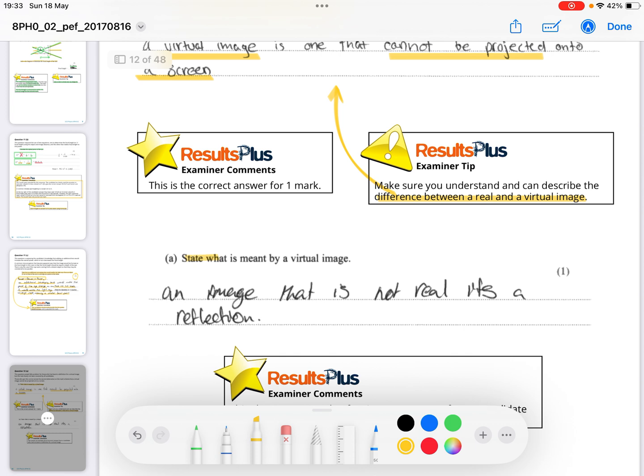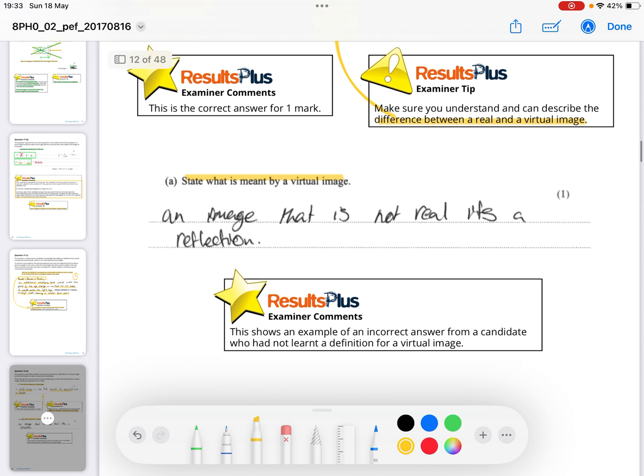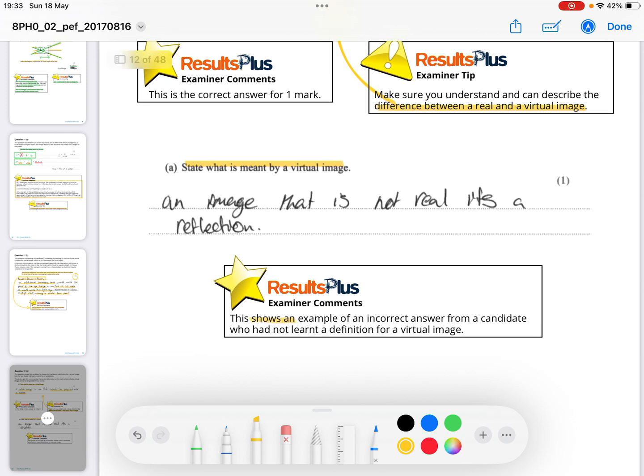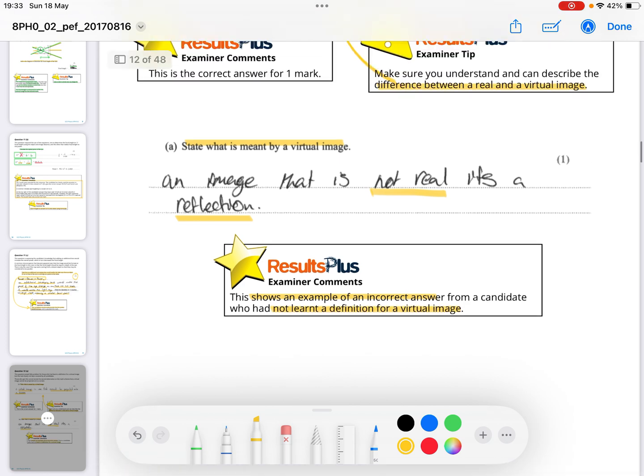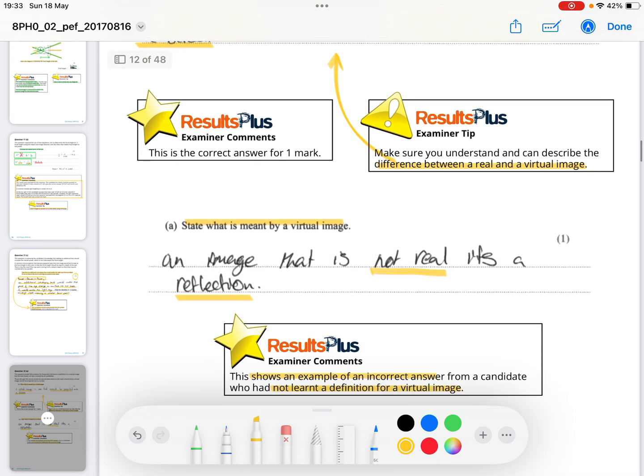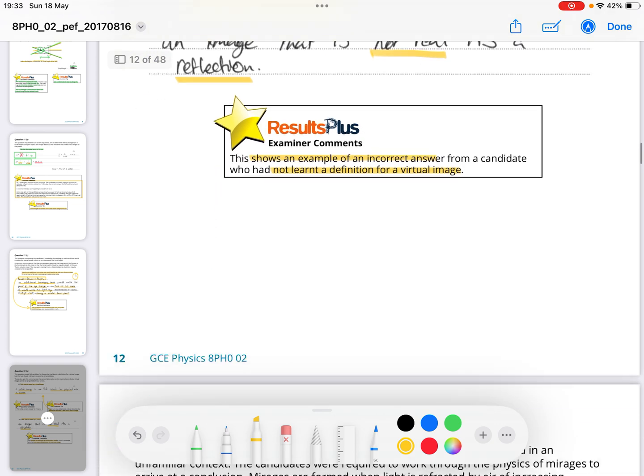And state what is meant by a virtual image. So this is an incorrect answer. It's not real, he's put. It's a reflection. So obviously he's just guessing, I think. He has not learnt a definition for a virtual image. This is the same question, so one correct answer and one incorrect answer.